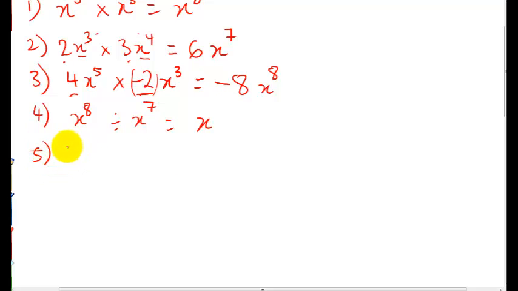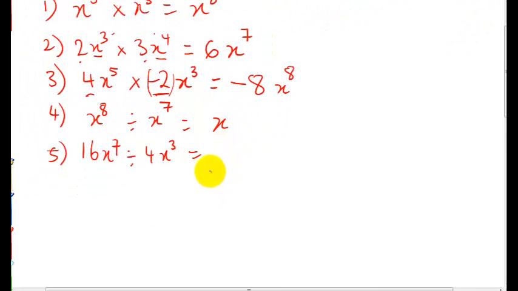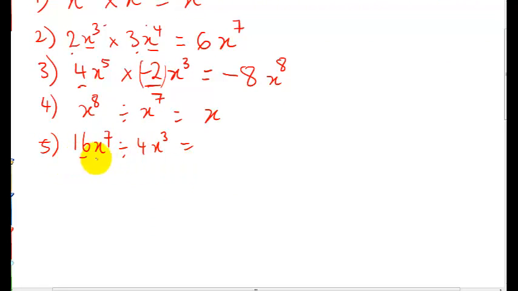Now let's put numbers. Let's go with 16 x to the power of 7, and then we're going to divide that by 4 x to the power of 3. Well, numbers first, right? That was our rule, numbers first. So 16 divided by 4 is 4. Okay, because 16 is bigger than the 4, so 16 divided by 4 is 4. And then x to the power of 7 divided by x to the power of 3 is x to the power of 4 as well. 7 take away 3.